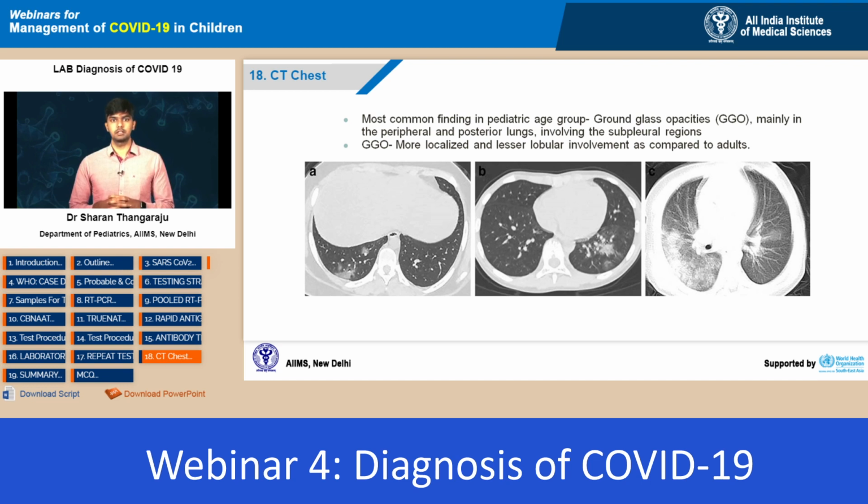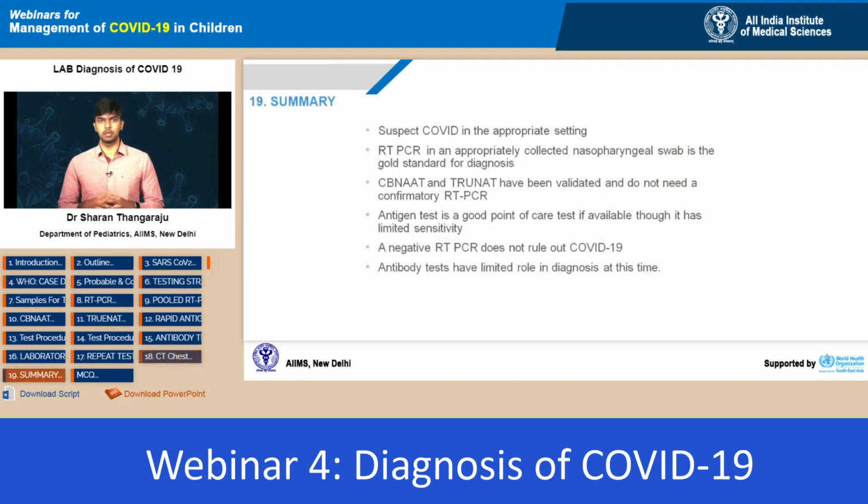Image A shows a distinct ground glass opacity involving the posterior aspect of the right lung, which is well localized. Image B shows consolidation in the inferior lobe of the left lung surrounded by ground glass opacities. Image C is that of a child with severe disease showing diffuse consolidations and ground glass opacities in both lungs.